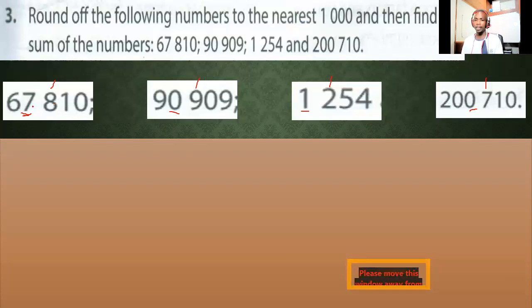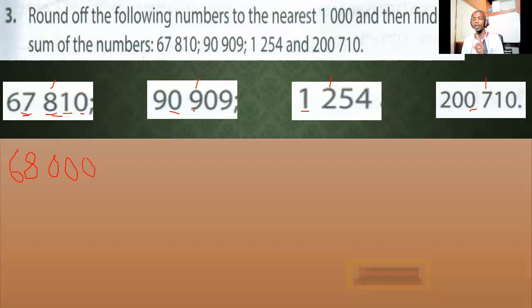Let's look at it. Here we are looking at the hundreds, which is 8. 8 is above 5. So as it is above 5, we add 1 to the thousands. On the 1,000, we have got 7. So 7 plus 1, 8. So our answer here is 68. Now, these digits 8, 1, and 0, they come down to become zeros. 3 of them, they become zeros. Okay.